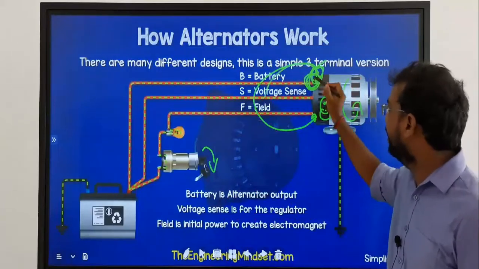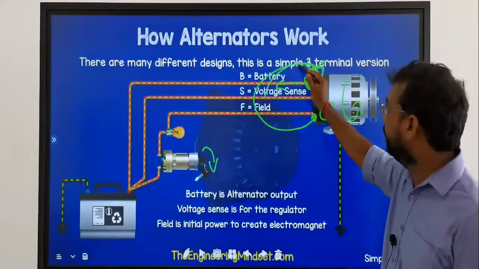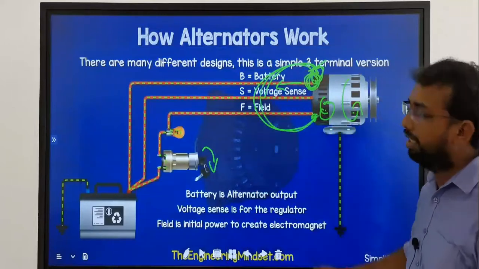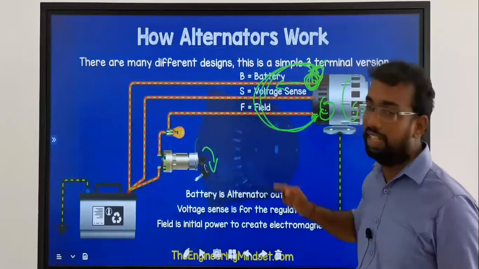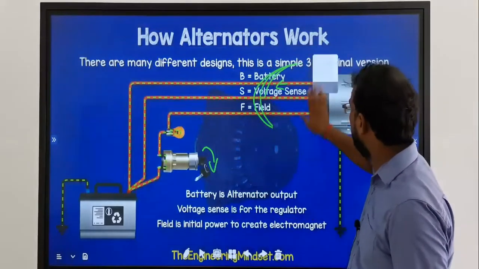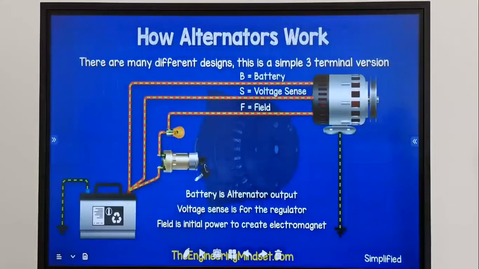Then in the charging current, the main current goes to charge the battery, and a small part of the current is supplied again to the rotor. At that time we don't need this field current. So these are the three main important terminals of this alternator.